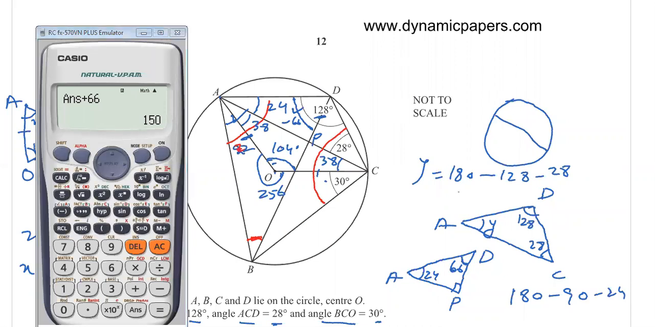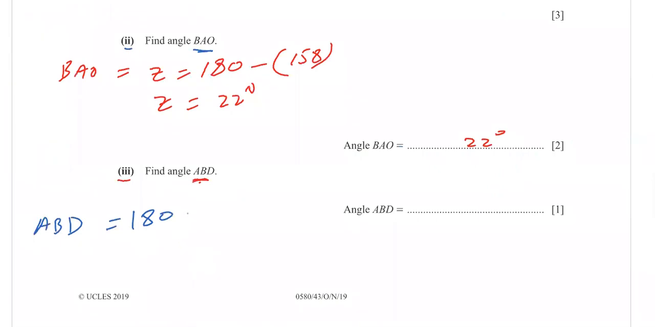Let me check again. I did a mistake somewhere, I think. Let me recheck. If I consider 90, 24, 180 minus 90 minus 24, that's 66. 66 plus 24 plus 38 plus 32, 160. So this is 160 subtracted from 180. So the remaining will be just 20. So this is going to be 20 in that case. But looking at it, I made a mistake somewhere. I don't know where. I need to recheck it.